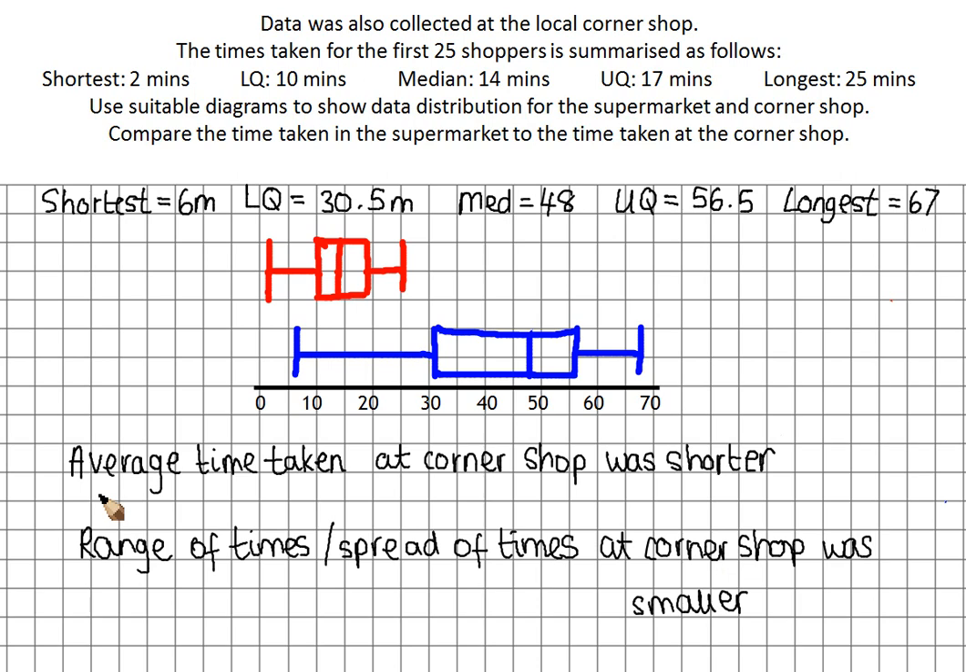Okay, so we talk about average and range. Range is talking in terms of the spread. Average is talking in terms of what's the median. Now, you could have talked about the interquartile range here as well. Now, we can see the interquartile range, the difference between the lower quartile and the upper quartile, is still smaller at the corner shop than it is at the supermarket. So you could talk about the range or the interquartile range there. So that's our question done.